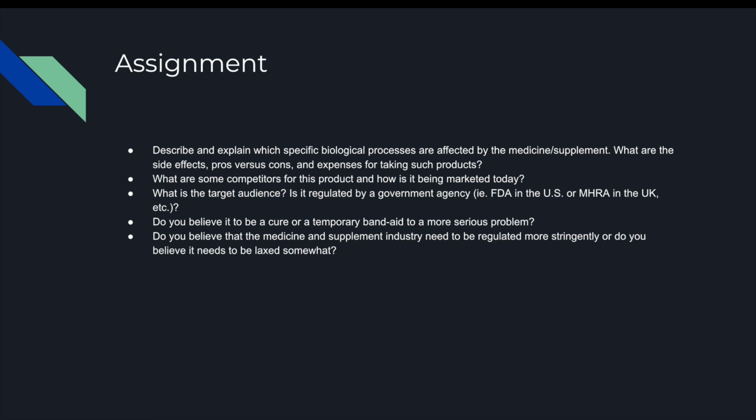So first of all, I want to go over the assignment question. The first thing it says: describe and explain which specific biological processes are affected by the medicine/supplement, which is fish oil. What are the side effects, pros versus cons, and expenses for taking such products? What are some conditions for this product and how is it being marketed today? What is the targeted audience? Is it regulated by the government? Do you believe it to be a cure or a temporary band aid to a more serious problem? Do you believe that the medicine and supplement industry needs to be regulated more stringently, or do you believe it needs to be lax somewhat?